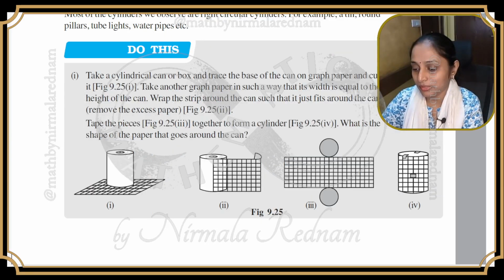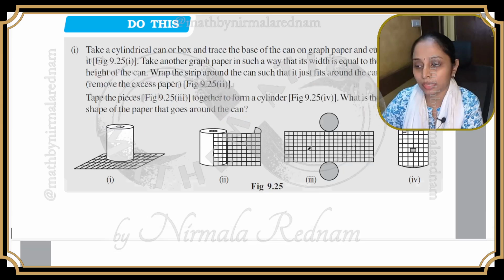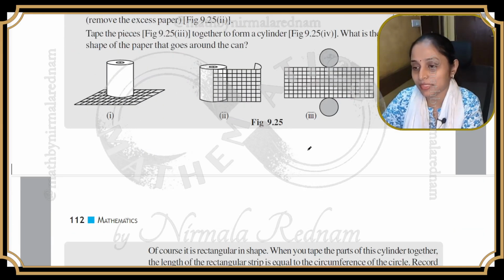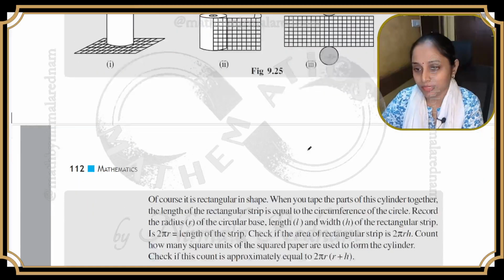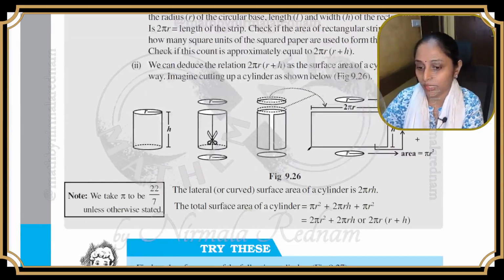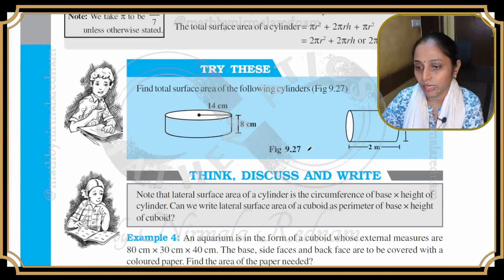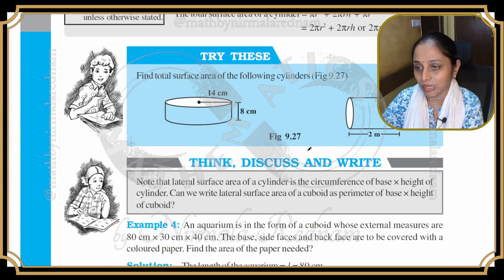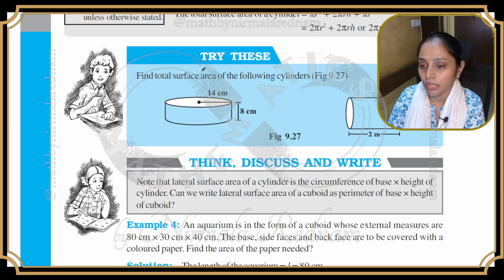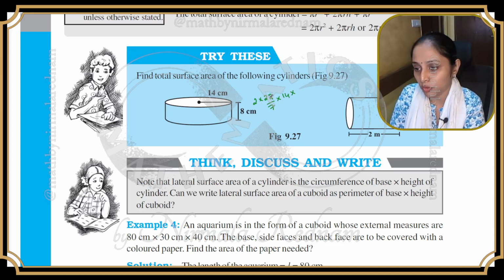Next activity that they have given is in order to derive the formula for the total surface area and the lateral surface area of a cylinder. This we have already done in the previous video, right? And then find the total surface area of the following cylinders. So you know that it is 2 pi r h. 2 into pi is 22 by 7. R is 14. Total surface area is 2 pi r into r plus h. R is 14, h is 8.